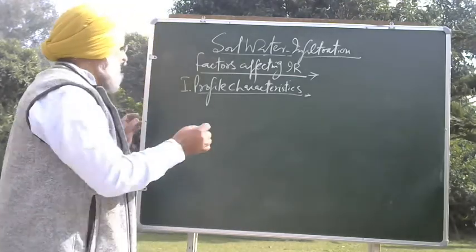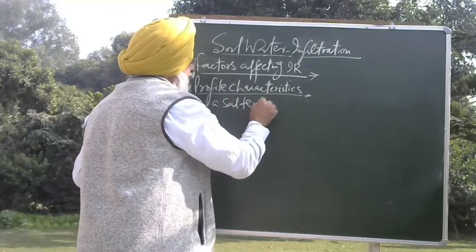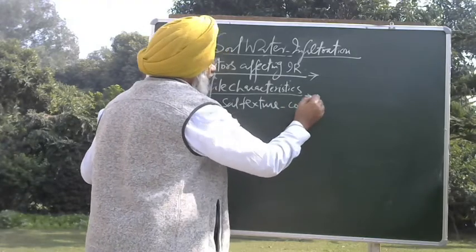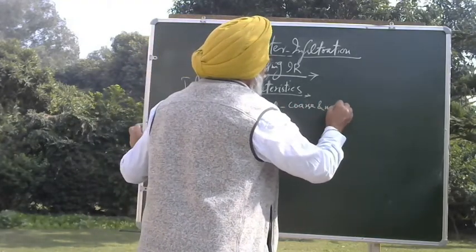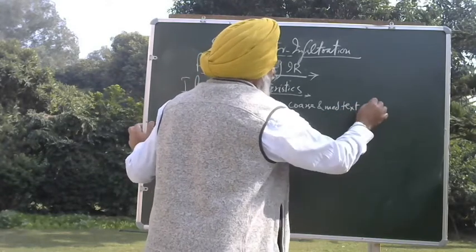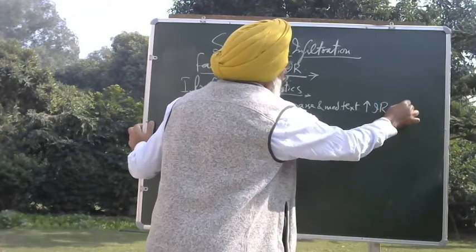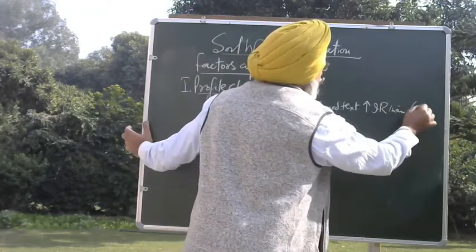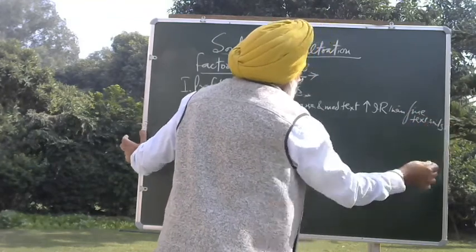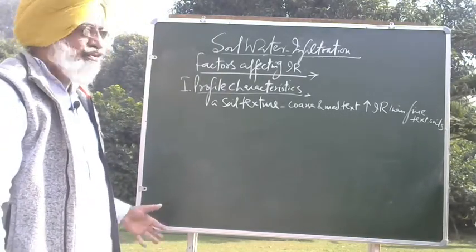So first of all, yes, very important is soil texture. So in general, coarse and medium textured soils have higher infiltration rate than fine textured soils. Okay. So we know that why?